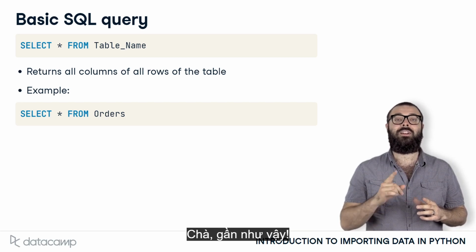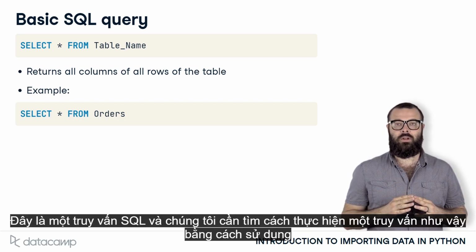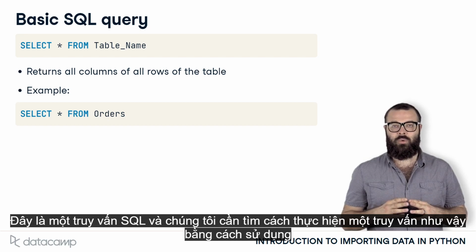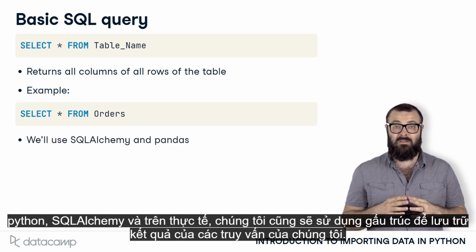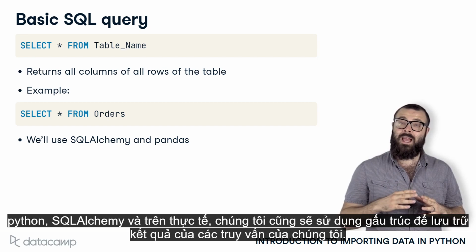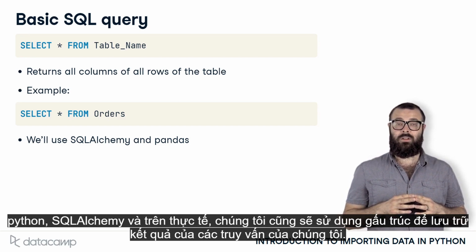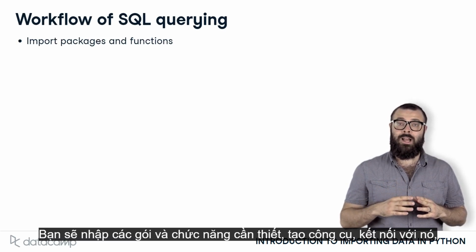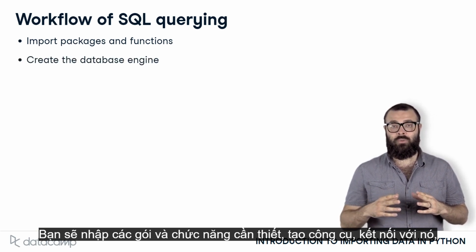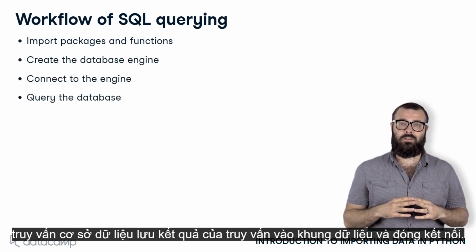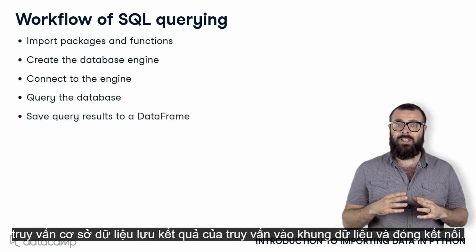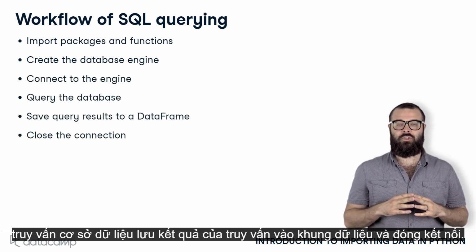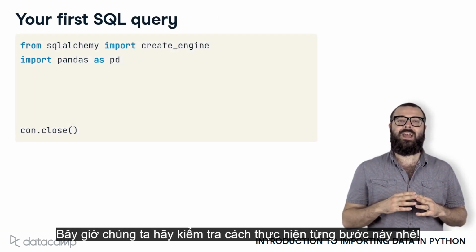Straightforward, right? Well, nearly. This is an SQL query, and we need to figure out how to make such a query using Python, SQLAlchemy, and, in fact, we'll also use pandas to store the results of our queries. The workflow will be as follows. You'll import the required packages and functions, create the engine, connect to it, query the database, save the results of the query to a DataFrame, and then you'll close the connection. Let's now check out how to do each of these steps.